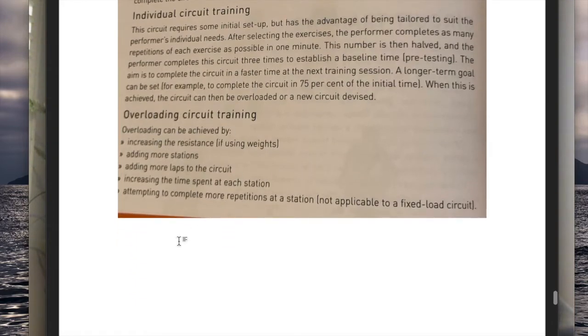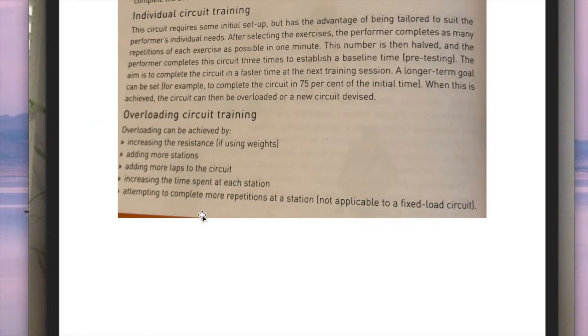Overloading circuits means just increasing the resistance or the load or the weights, adding more stations, adding more laps to the circuit. So a circuit might have 8 stations, and once you complete all 8, that's 1 lap, and you can set how many laps to complete. You can spend more time at each station. And one thing that you need to make sure that you do is you again focus on, do you want endurance? Do you want muscular power? Do you want strength when you set the number of repetitions or time?